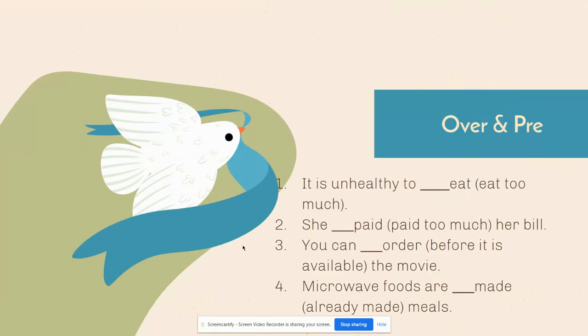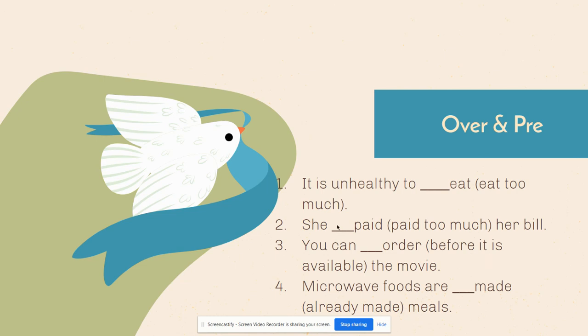And then for over and pre, it's exactly the same thing. I have four sentences, and I have to figure out what prefix I need to use. So number one, it is unhealthy to blank eat. If I want to say eat too much, what prefix would I use? Number two, she blank paid her bill. If I want to say paid too much, what prefix would I use? And then I would write it here in the blank space.